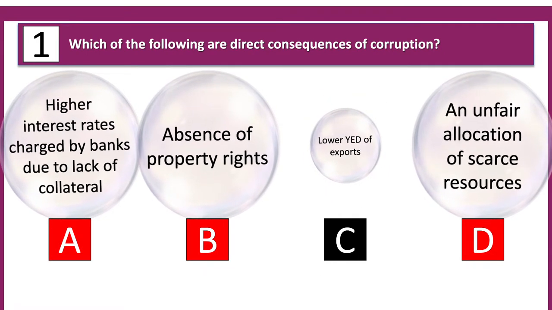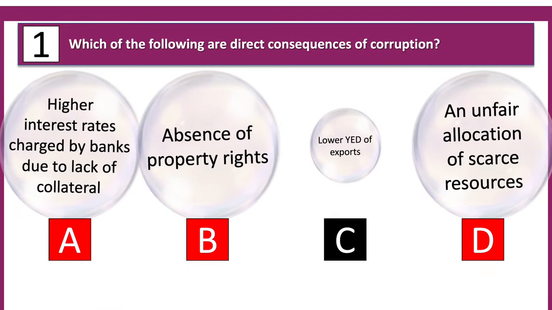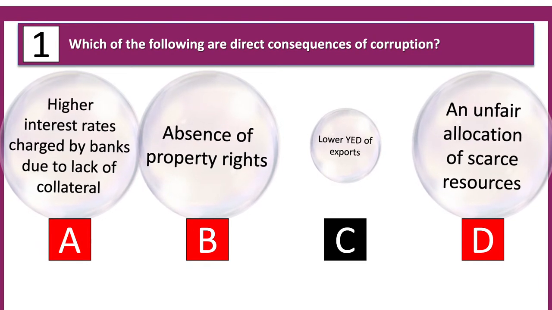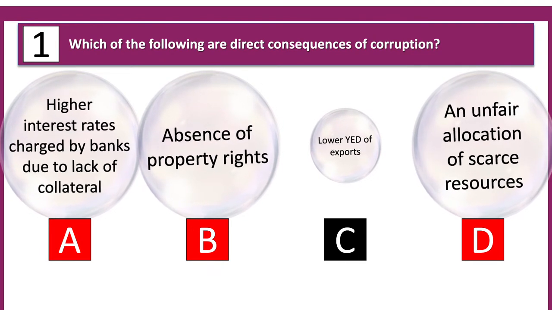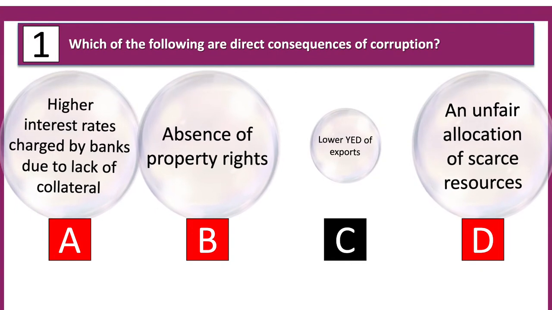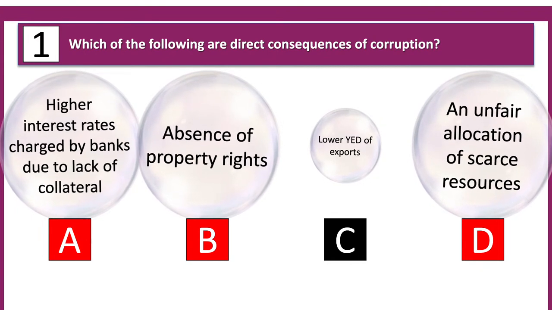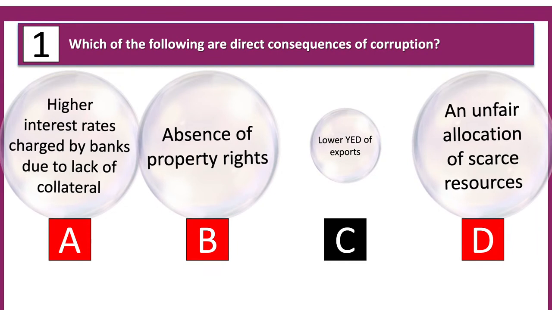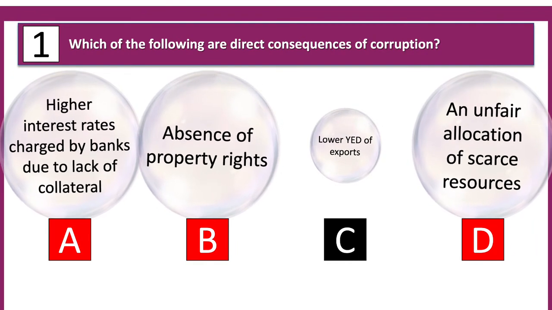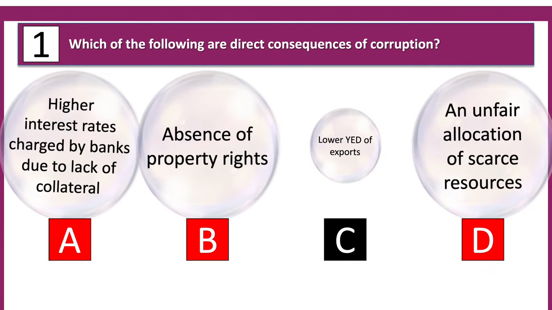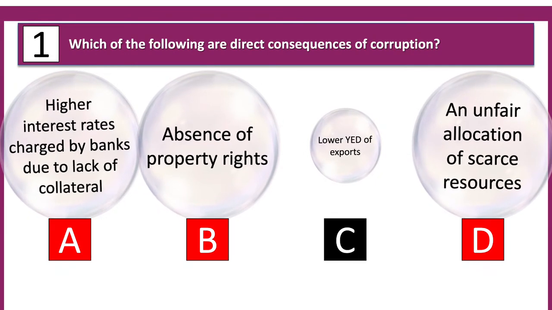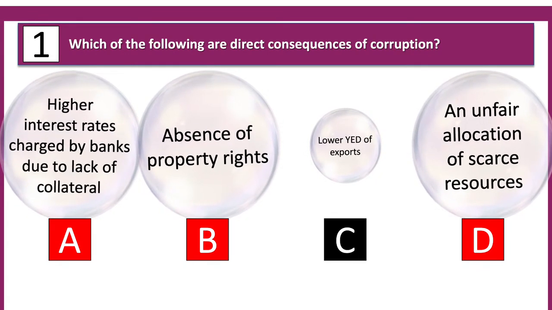So the answer was actually A, B, and D. Let's start with D, because I think lots of people said that. If there's corruption, if the government is acting to maximise the welfare of those in power or their cronies instead of maximizing the welfare of the country as a whole, you might end up with a more unfair allocation of our scarce resources. Those resources are more likely to go to someone in power.